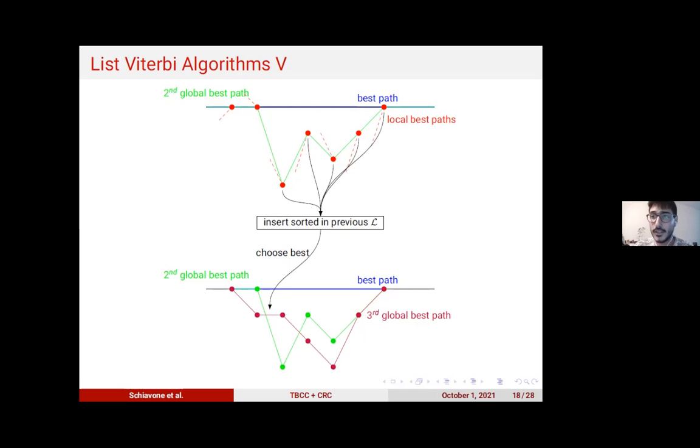Now, if you want a very fast algorithm, the list must be handled with a data structure that allows you to have logarithmic complexity in insertion and in deletion. Okay.